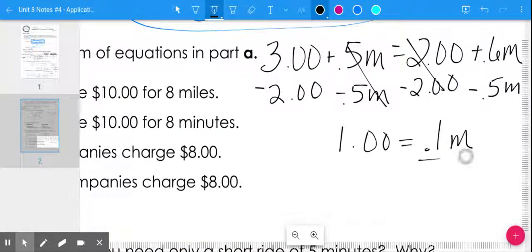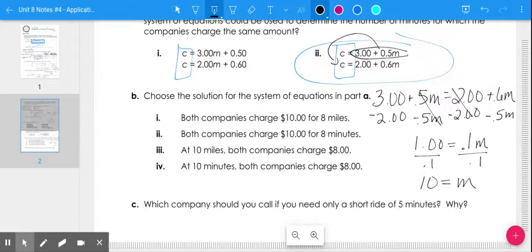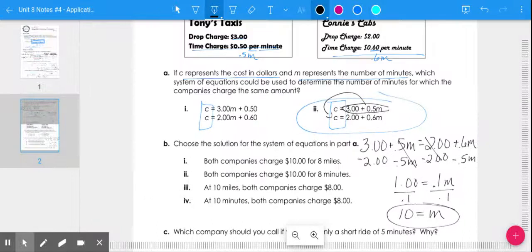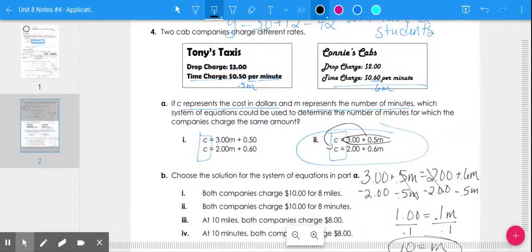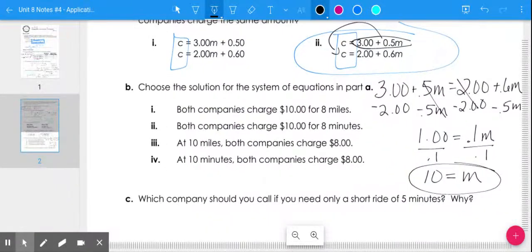So we're going to divide out the 0.1. And that's going to give me 10 is equal to M. Okay, so we know that M is equal to 10. So we have to look back at what our variables represent. And we said M represents the number of minutes. So we need to figure out which one of these is talking about 10 minutes.